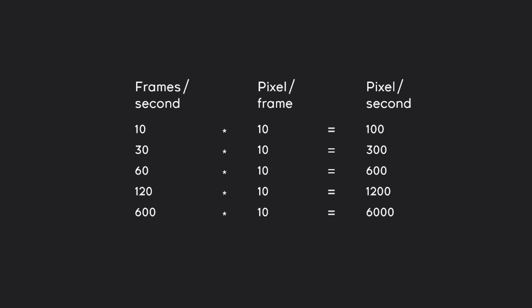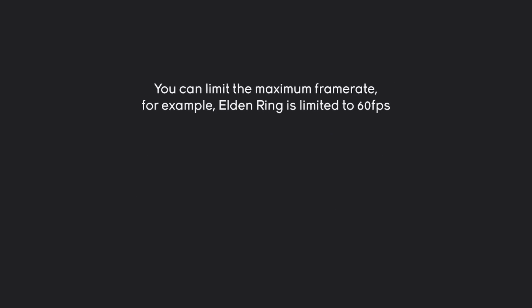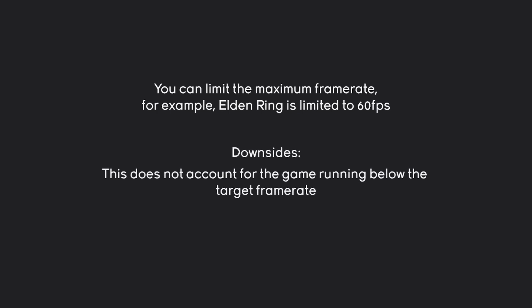So how can we fix that? There's one easy-ish solution, and that is that you can limit the maximum frame rate. Elden Ring actually does that. Without a mod, Elden Ring at the most runs at 60 frames per second. But this approach has two major downsides. Number one is that it does not account for the game running below the target frame rate. So if we are dropping down to 10 frames per second, this approach would break down.